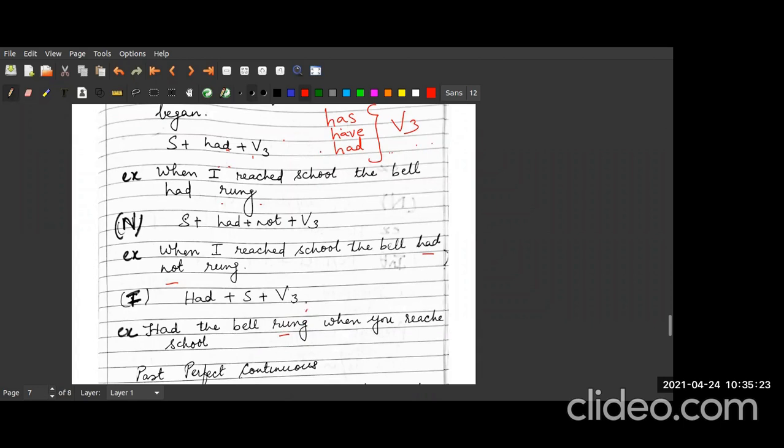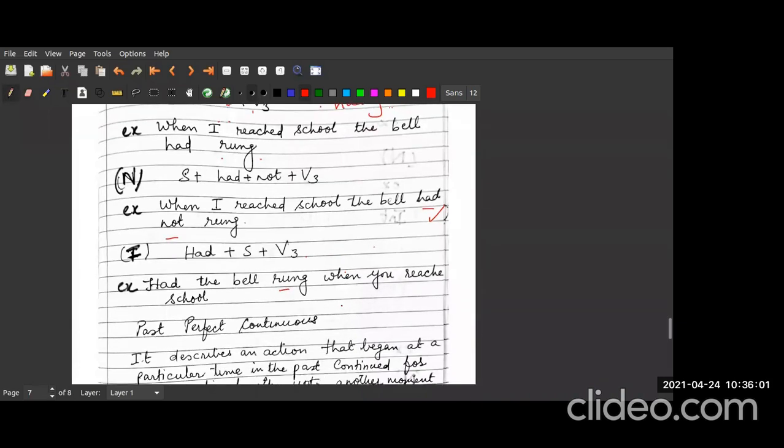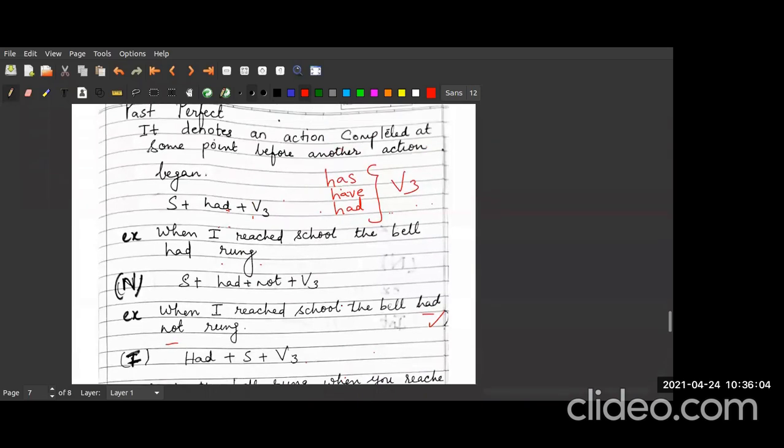Here if you use had the bell rang, is your sentence correct? No, ma'am. It is not correct, because you have to use the V3. Ring, rang, rung. तो यही use करना है. So these are the basic things that you have to remember. Okay. Had the bell rung only, not had the bell rang. Okay. When you reach school. Okay.